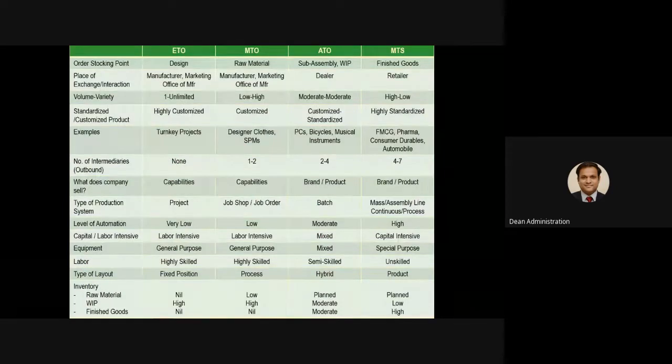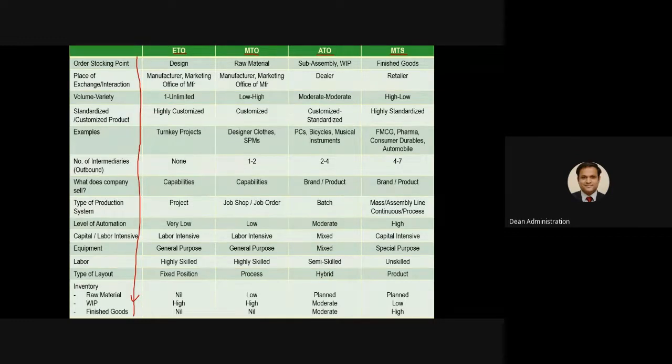All right. So this is a slide which is kind of a busy slide, but still in one slide you get a lot of information. We'll discuss this in detail, but I'll just start with the first part. Here you have got the four columns: ETO, MTO, ATO, and MTS. These are the four columns, and here you have got various attributes. Under these attributes, we will compare all of these four.